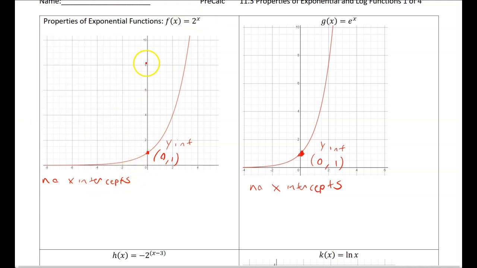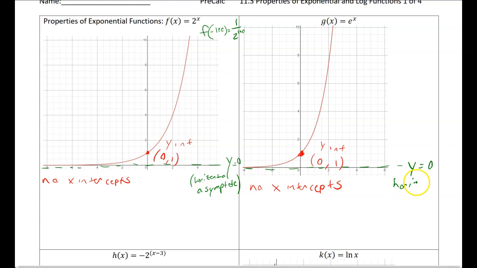And notice I can draw in an asymptote at y equals 0. And that's because as we plug in bigger negative numbers going to the left here, for example, f of negative 100 would be 2 to the negative 100, which is the same as 1 over 2 to the 100 power. So that's a number that's pretty close to 0, a pretty big number on the bottom of my fraction, right? So this is a horizontal asymptote.